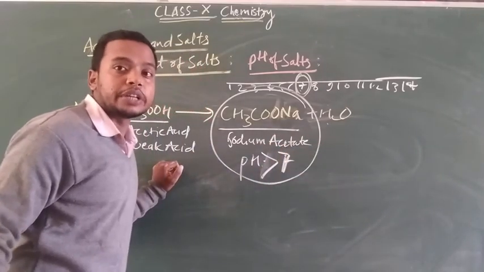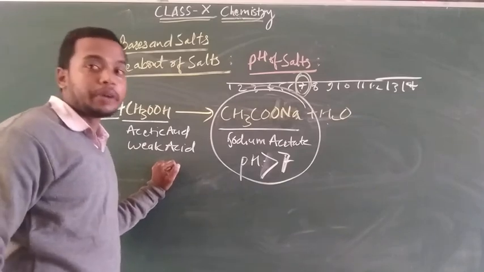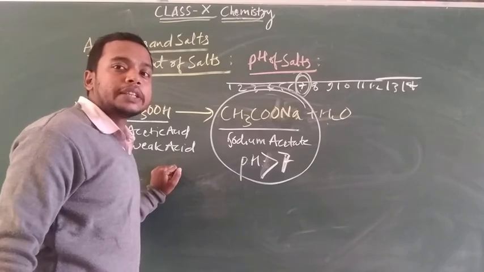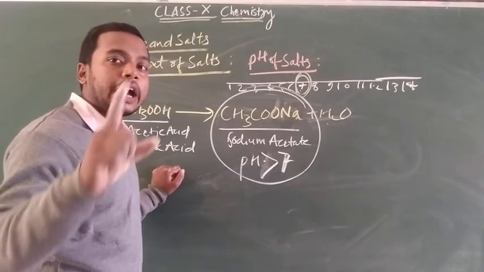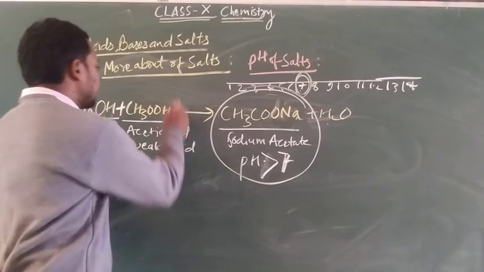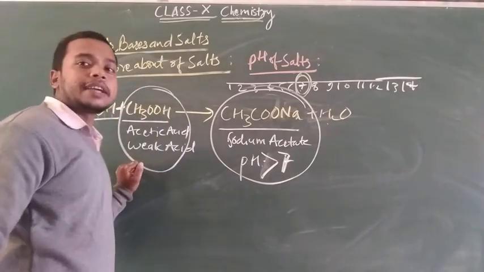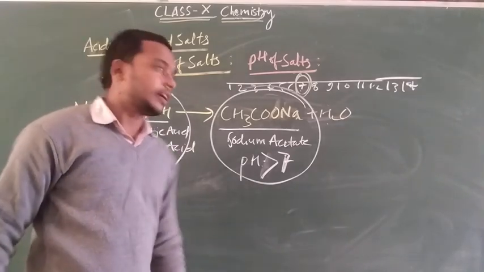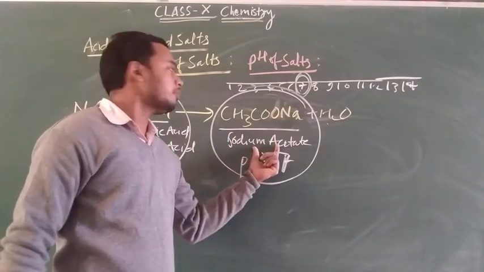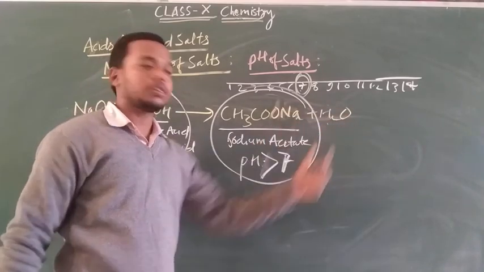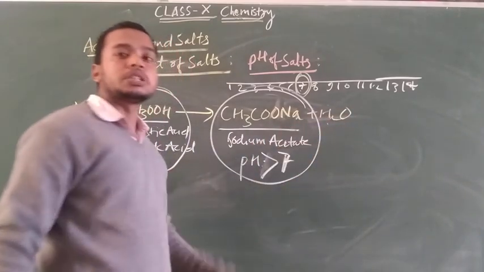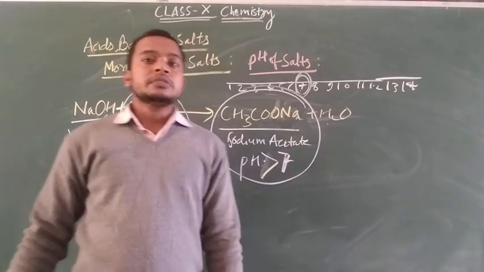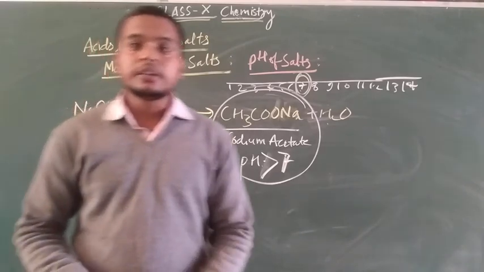The pH will be more than 7. Why? Because sodium acetate is formed by the combination of strong base and weak acid. The weak acid is acetic acid and the strong base is sodium hydroxide. In this way we form sodium acetate and a water molecule, so the pH of sodium acetate will be more than 7. The next topic will be discussed in the next video.